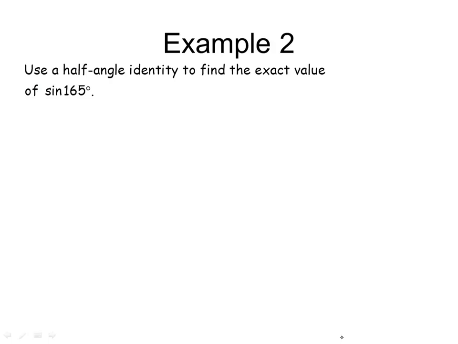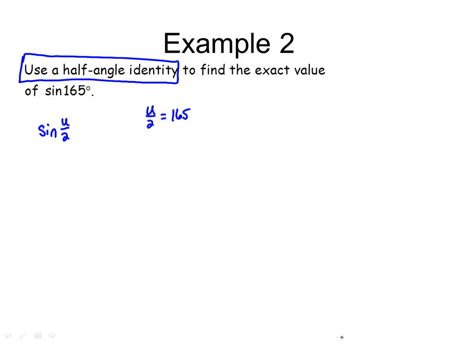Alright, so again, the directions say use a half angle identity. So we're looking at sine of U over 2. Well, U over 2 is equal to 165. So U is equal to, what did you come up with, 330? 330. So what was your reference angle? 30. 360 minus 330 is going to be 30. So your reference angle is going to be 30.